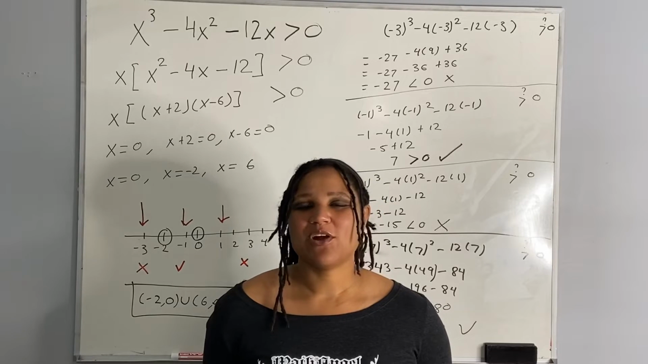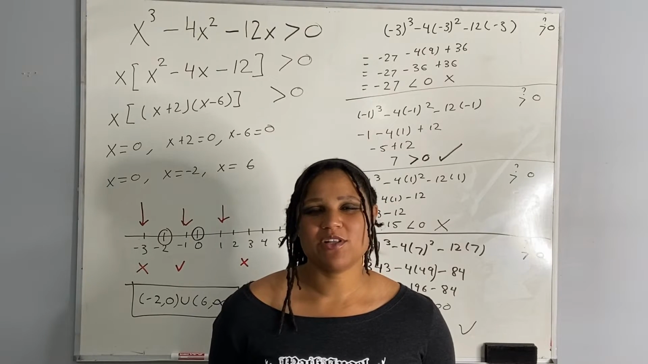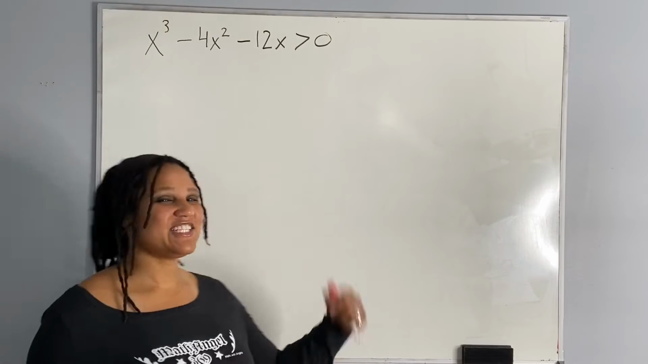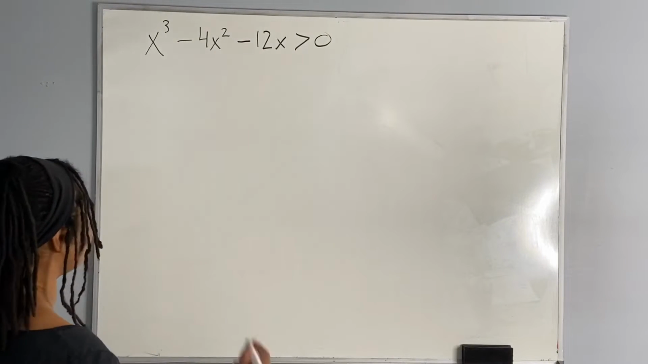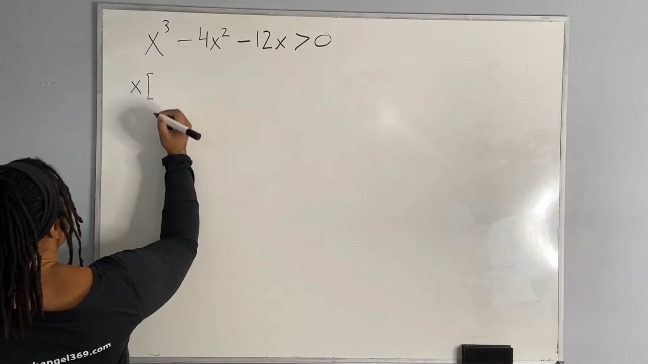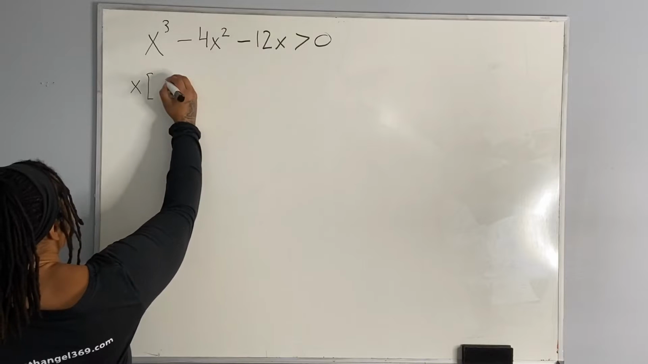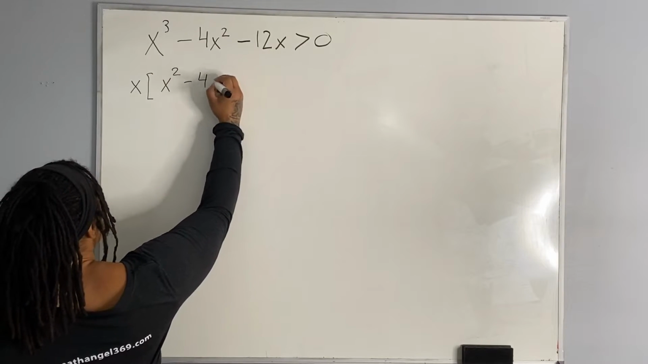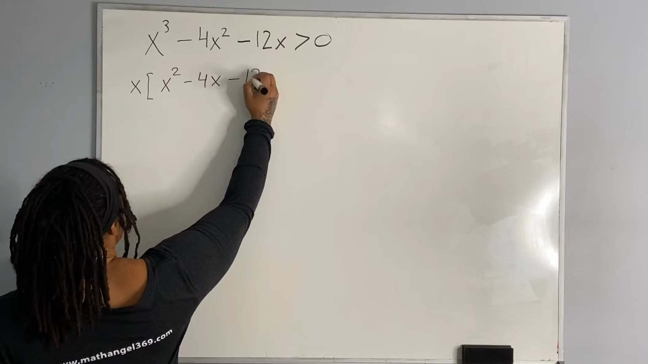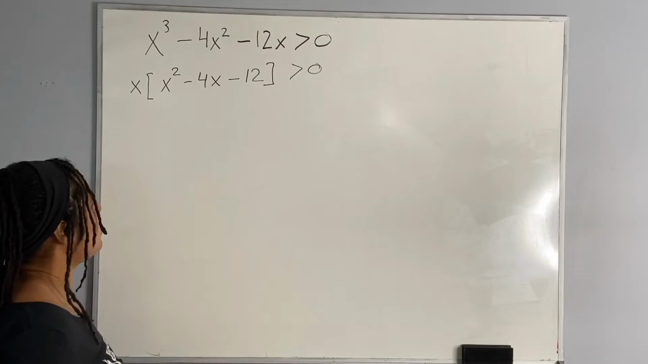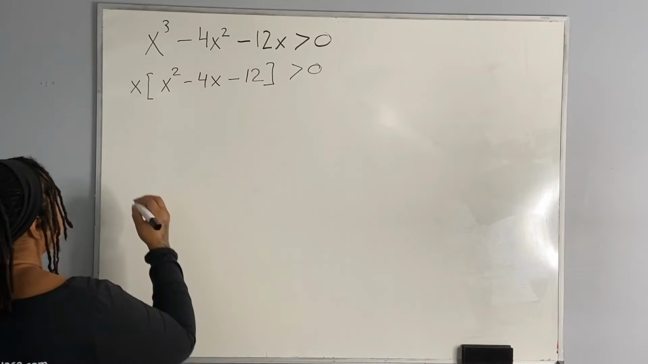In this video, we are going to solve polynomial inequalities using the test point method. Let us look at our problem. So we are going to solve for x. I'm going to just factor out one of our x's here, and we're left with x squared minus 4x minus 12 is greater than 0. Then we can factor some more.